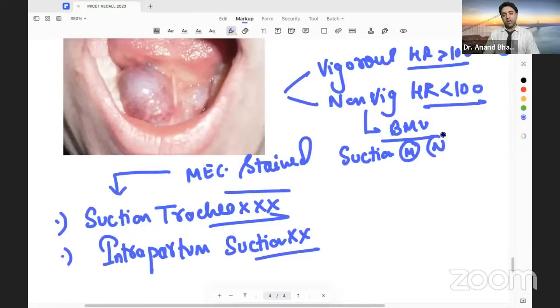This is the last question. In a case of a meconium stained baby, do you suction the trachea? No, we don't suction the trachea. Do you want to do intrapartum suction? No, we don't do that. Then what do we do? We have to see whether the baby is vigorous or non-vigorous.